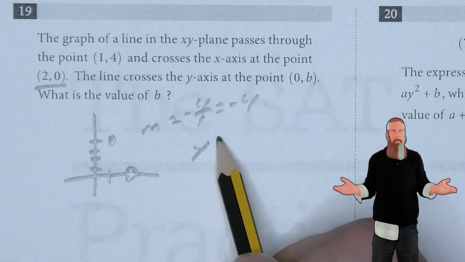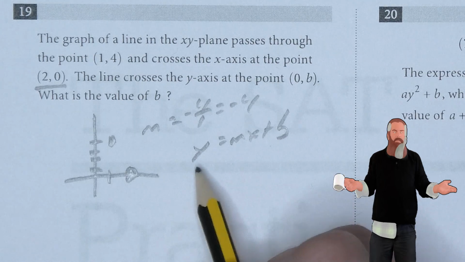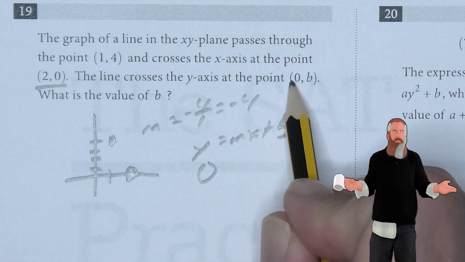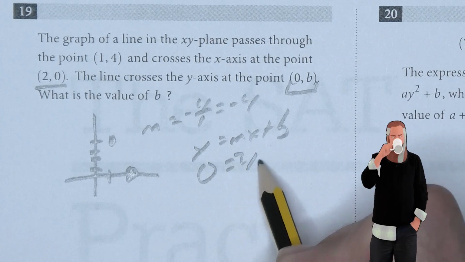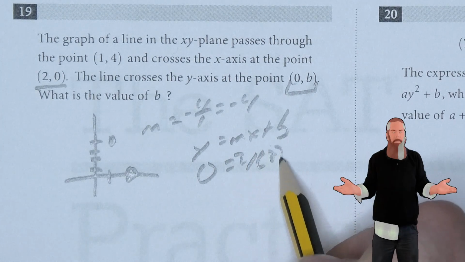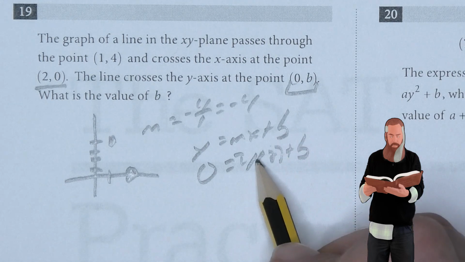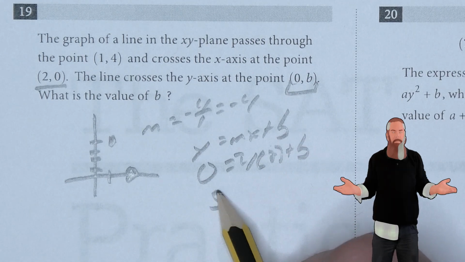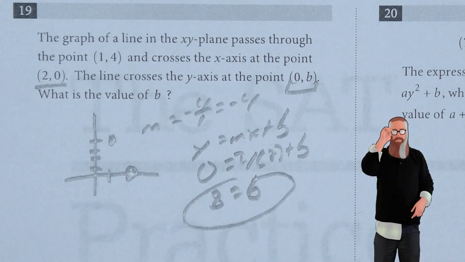If I went to use the y is mx plus b format, then y, being 0 in this spot, is equal to the slope negative 4 times 2 plus b. Negative 4 times 2 is negative 8. And moving it to the other side will give us a positive 8 for b. So 8 is the answer.